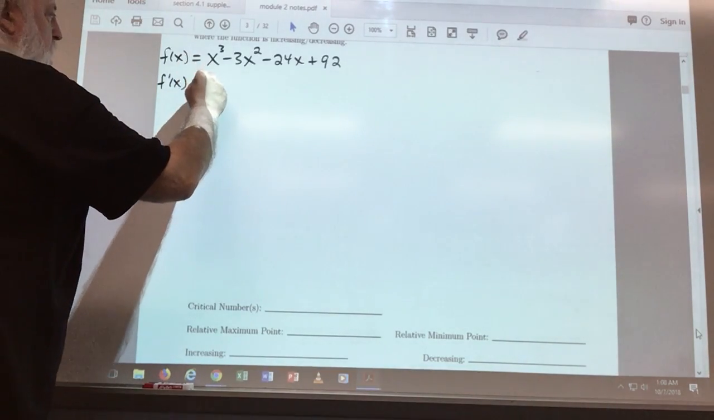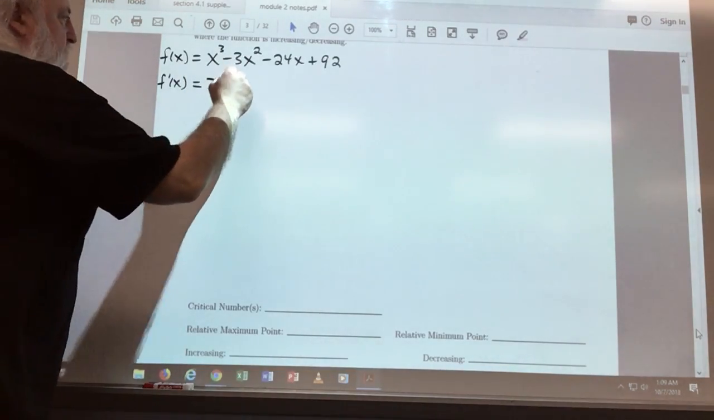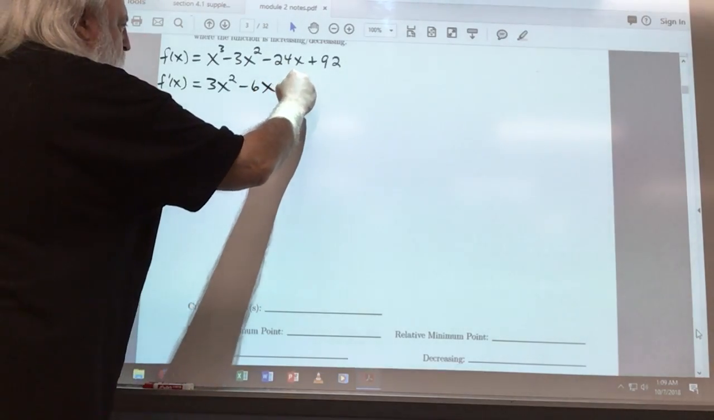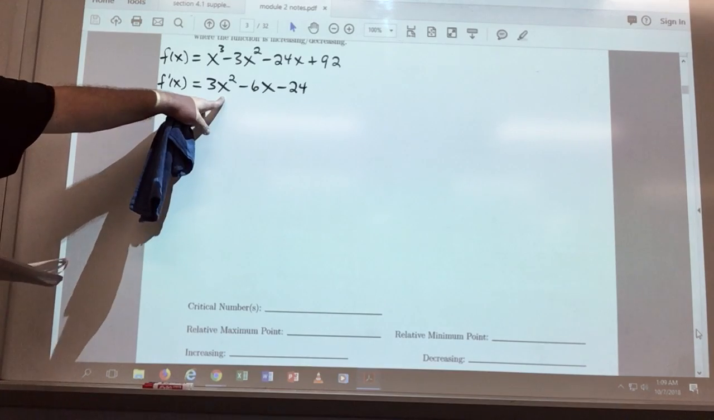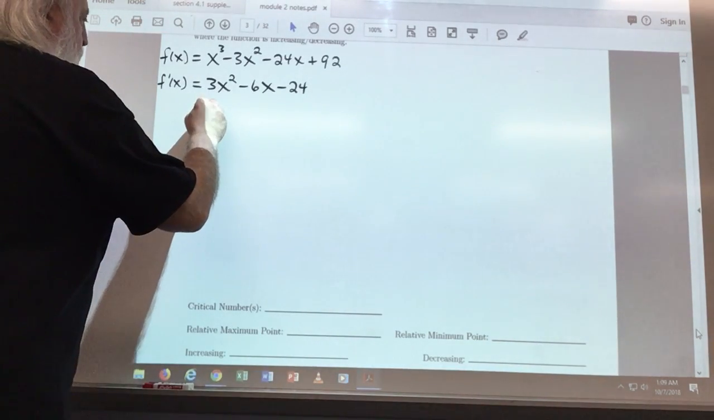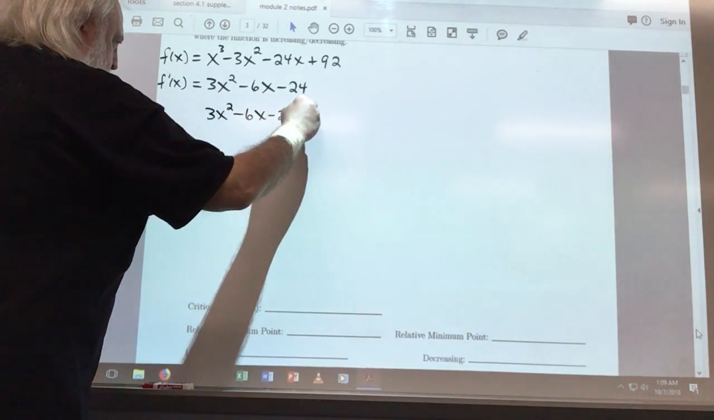Derivative of x cubed is 3x squared. Derivative of minus 3x squared is minus 6x. Derivative of minus 24x is minus 24. And you know, derivative of a constant, 92, is equal to 0. Now to find the critical numbers, we set this derivative equal to 0 and solve for x. So we have 3x squared minus 6x minus 24 is equal to 0.